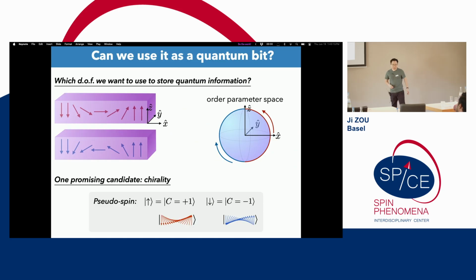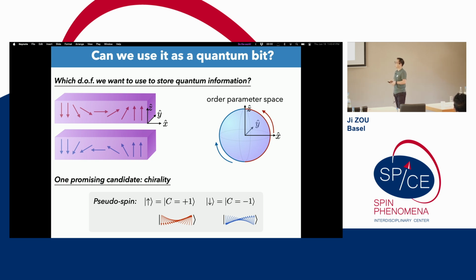Before I dig into all the technical details, I would like to give you a very brief idea about the proposal. Whenever we want to use something as a qubit, the first question we should ask ourselves is where we want to store the information. Here we propose to use the chirality to do that.